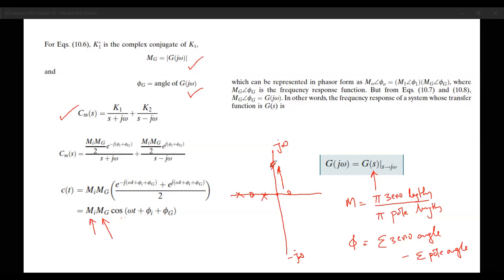So if you want to know what the magnitude should be at any point here, you can draw the lines. Then for magnitude, you have to find the length of each line: the zero length divided by the two pole lengths, and also the angle will be similar, the zero angle minus these two angles. So this is how you have to figure it out for each and every point from 0 to j infinity. 0 to minus infinity, or minus infinity to 0, will be just a replica of that one.